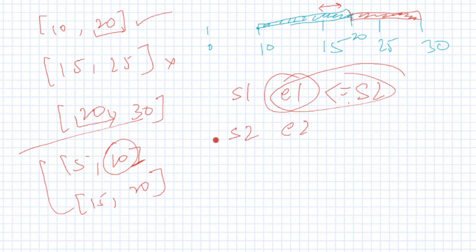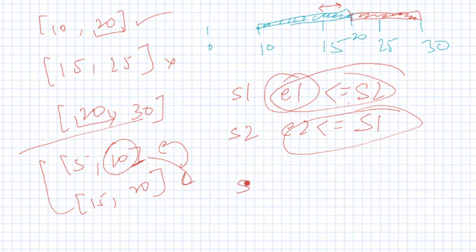Or we can do the opposite also. Let's say we have been given this first and this next. Then in that case, we could also say the event is valid if E2 is less than or equal to S1. So that's what we need to check.